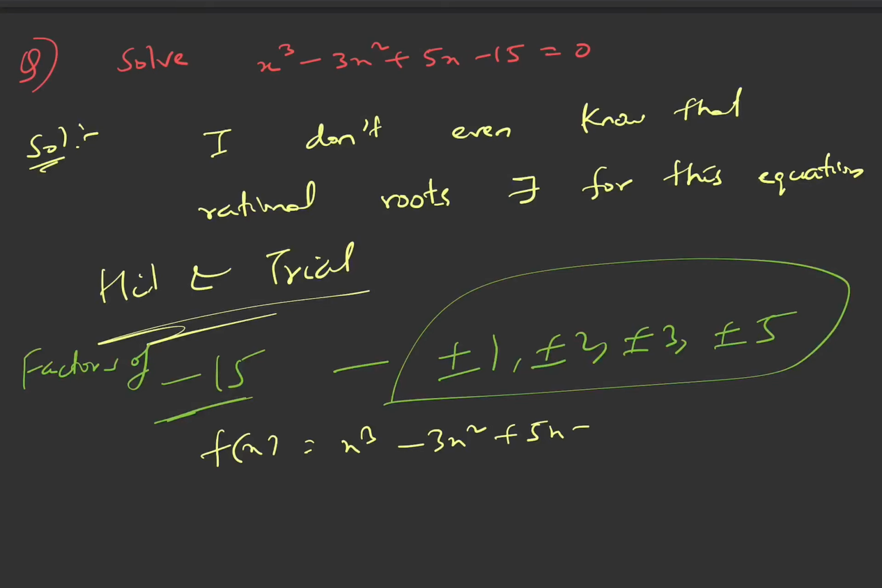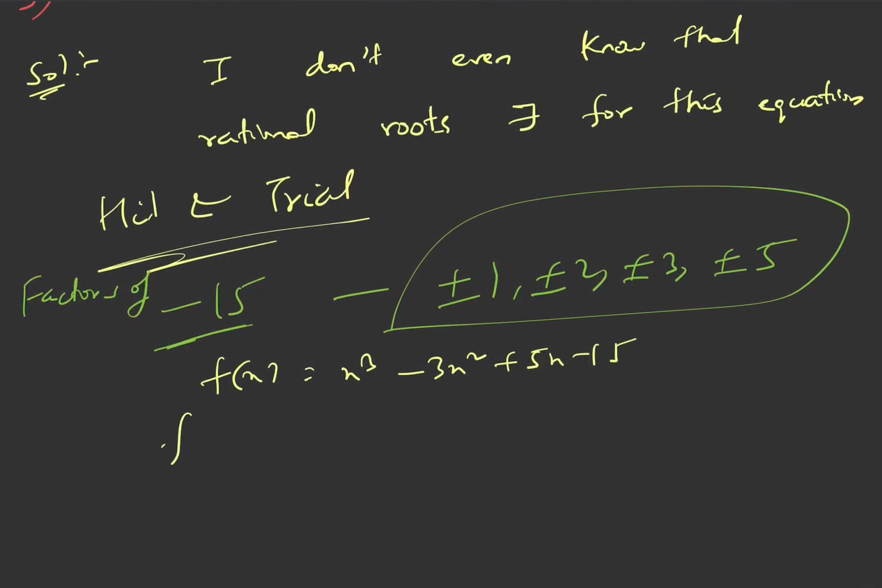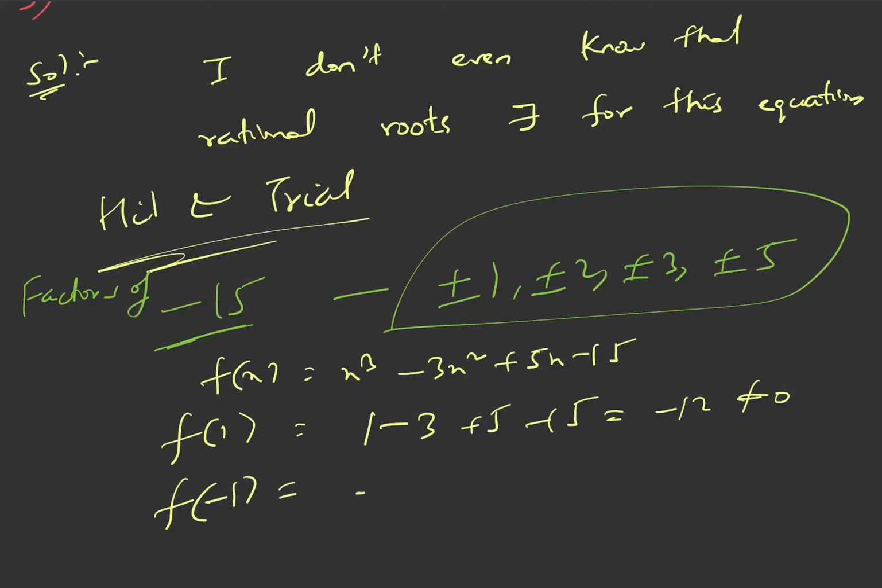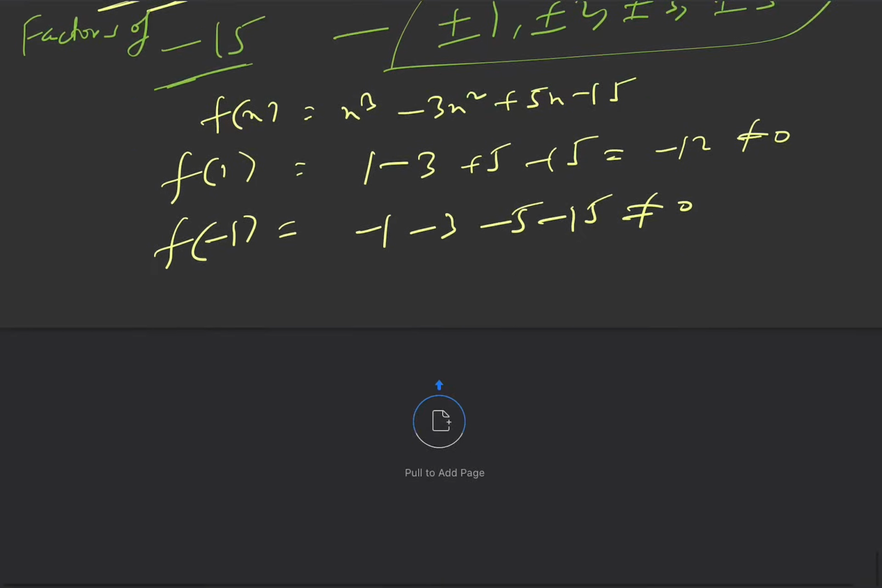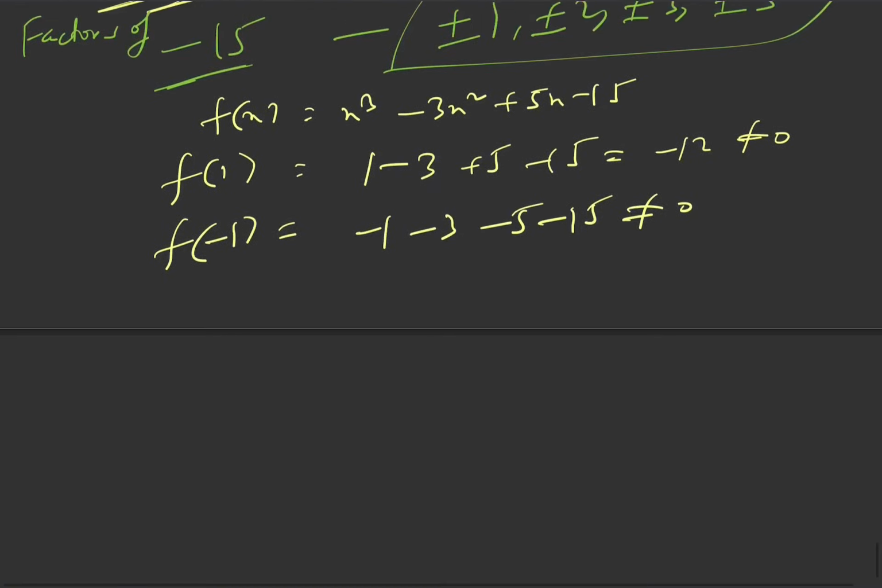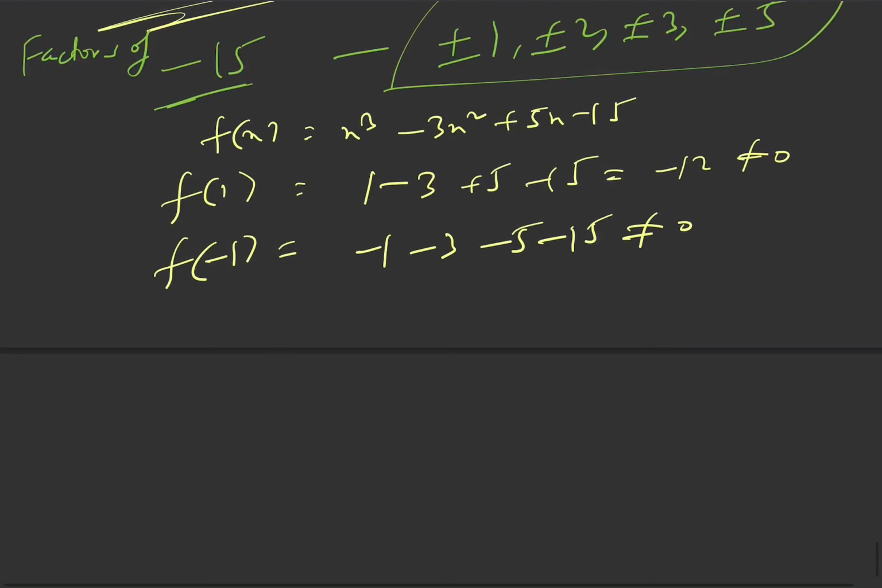So let us check. f of x is x cube minus 3x square plus 5x minus 15, right? So let us check with 1. f of 1 is 1 minus 3 plus 5 minus 15. So this is minus 2 plus 5, 3, minus 15, minus 12. So this is not 0. Let us check minus 1. So this is minus 1 minus 3 minus 5 minus 15. This is also not 0.